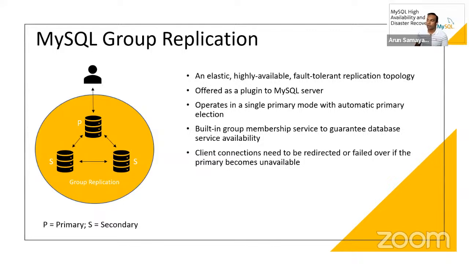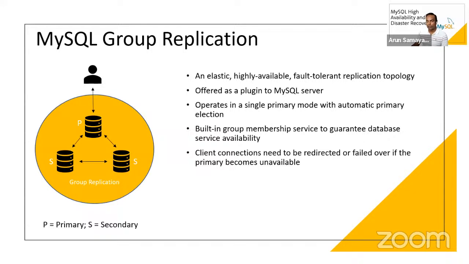Usually when we are talking about MySQL group replication, this is a highly available fault-tolerant replication topology. So let's say if one of our primaries goes down, one of the secondaries that we are seeing on the screen will assume a primary role and take over all of the functionalities of replicating to the rest of the secondary servers.